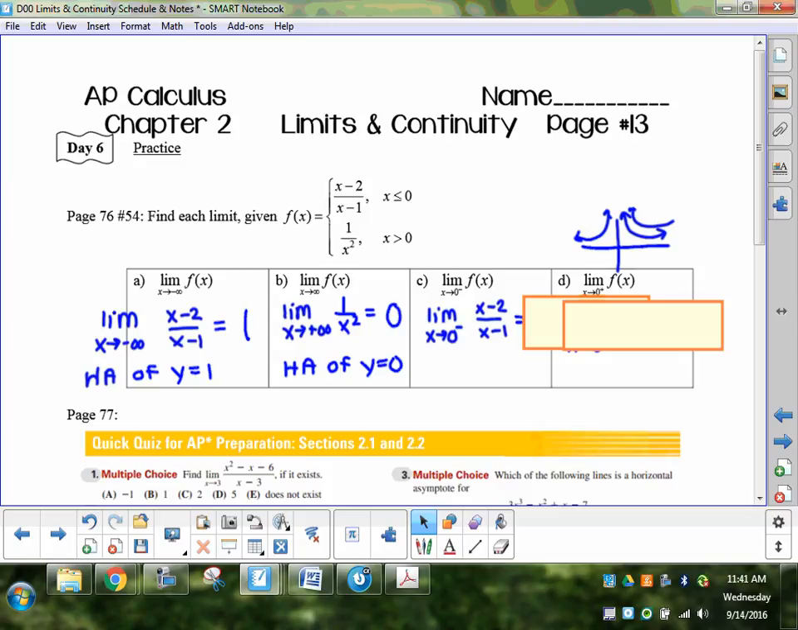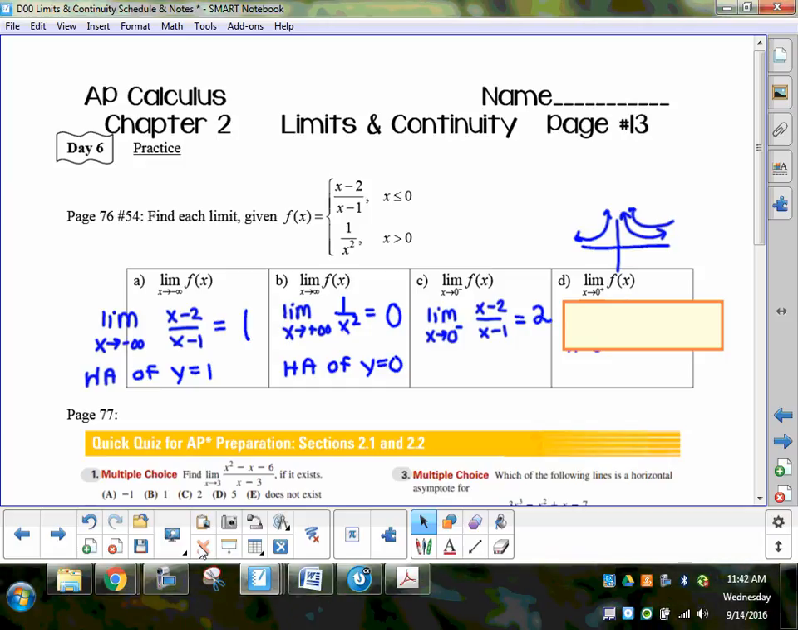What's that? Yeah, you plug a 0 in. And when I plug 0 in, what value did you get? 2. Does that mean that it has a horizontal asymptote at 2? No, because it's not end behavior, it's local behavior. It's in the middle of the graph at 0. How about on the other side?